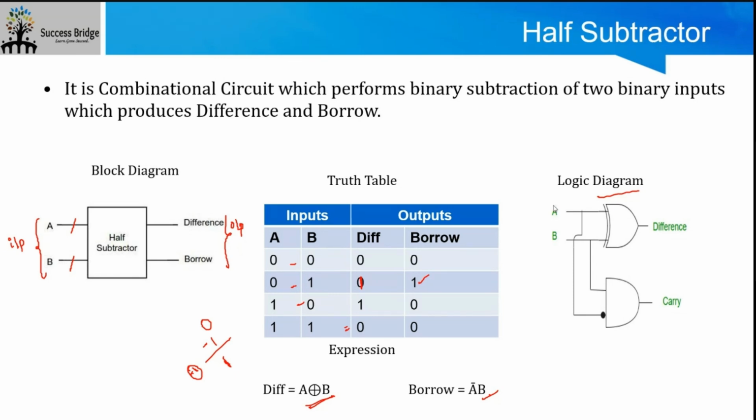So what we have is an XOR for A and B, and for the borrow, we have an AND gate with one of the inputs passing through a NOT gate. The dot resembles the NOT gate.